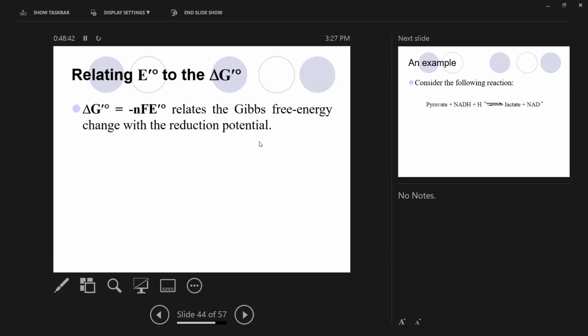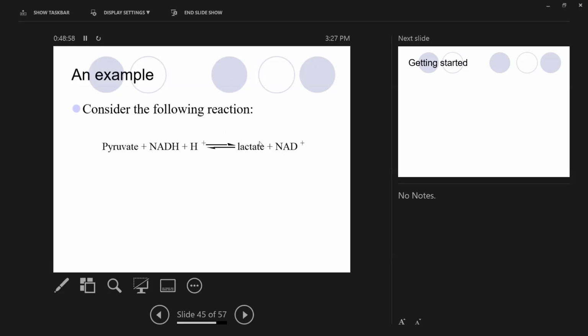So that gives you delta G, and notice that this works for the standard biochemical free energy change and the standard biochemical reduction potential. Okay, cool. Let's apply this. So here is a redox reaction. This occurs in your muscles when your muscles get to the lactate threshold.